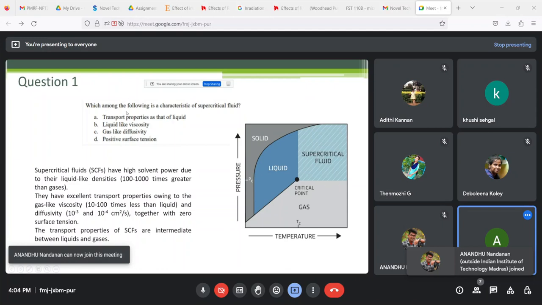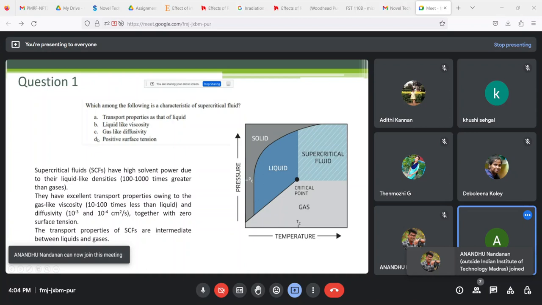So one of the most important characteristics of a supercritical fluid is that the transport properties are in between liquid and gas. It is neither liquid nor gas. It is in between liquid and gas. It has a gas-like viscosity. That is, it has very low viscosity. It has a gas-like diffusivity, which is correct, and it has zero surface tension.